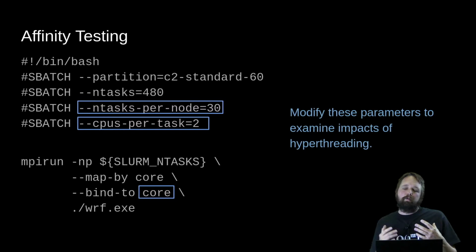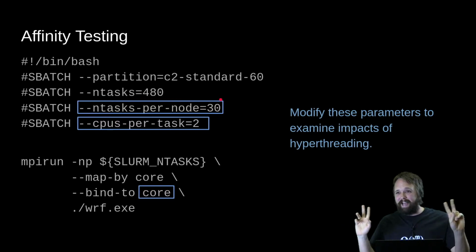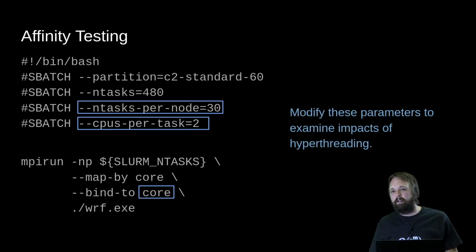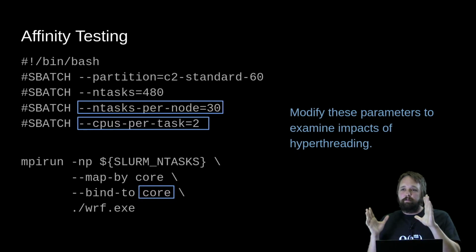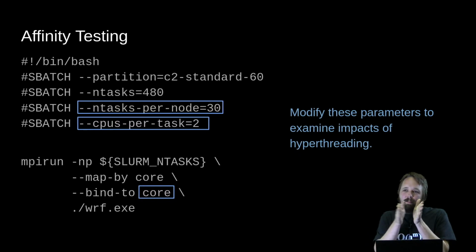So if I, for example, wanted to put a single MPI rank onto each physical core, what I could do is say I want 30 tasks per node, so I'm only going to put 30 MPI ranks per node. Tasks and MPI ranks are equivalent here. And then I can say that each task is going to get 2 CPUs. So if I've got 2 CPUs per task, basically what I'm saying is each rank is going to be able to leverage both of those hyperthreads that are there.